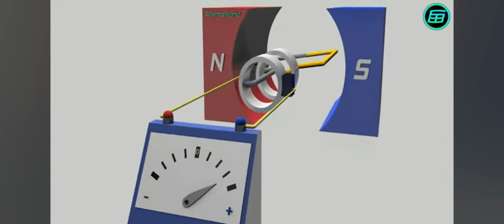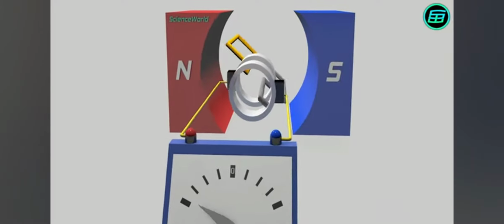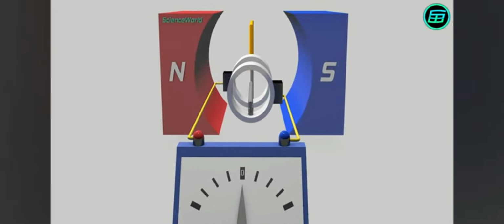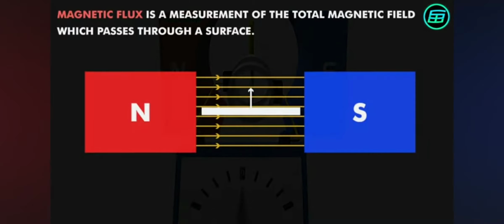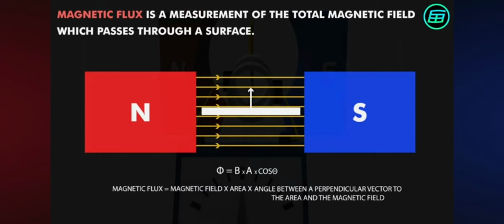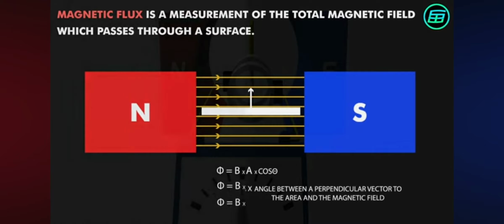When the armature starts to rotate, an electric current is formed. This is because the magnetic flux changes over time. Magnetic flux is a measurement of the total magnetic field that passes through a surface. Notice that electric current is formed not because of the magnetic flux, but because of a change of flux.